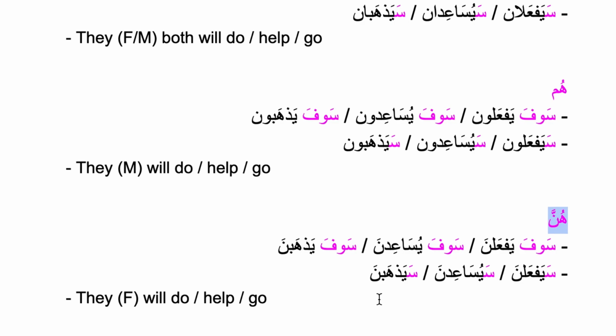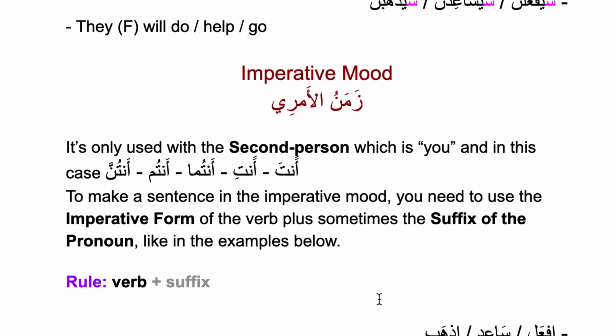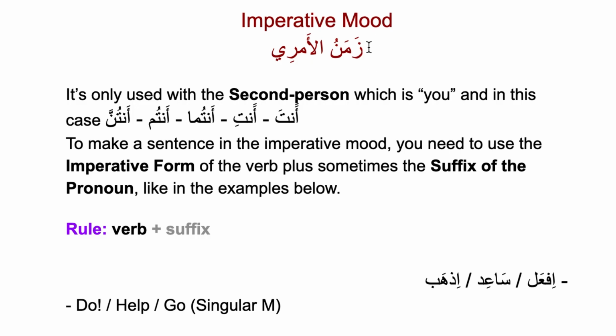Now that's all about the future tense. Let's move to the last part of the lesson, which is the imperative mood, and it's called in Arabic zamanul amri. And as we already know, this imperative mood is only used with the second person, which is you. And in this case, anta, anti, antuma, antum, antunna. And all these mean you in English.